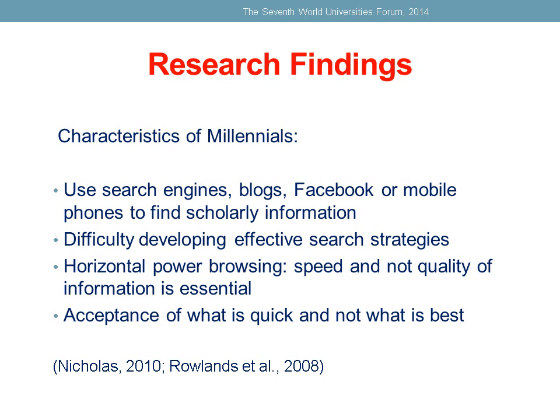In order to address the needs of freshmen taking Education 102, we tried to learn more about their research behavior. The professional literature indicates that when conducting academic research, millennials use search engines, blogs, Facebook, or mobile phones to find scholarly information. They struggle with developing effective search strategies. They also adopt a horizontal power browsing where speed and not the quality of information is essential, which makes them accept what they can find quickly and not what is of best quality.